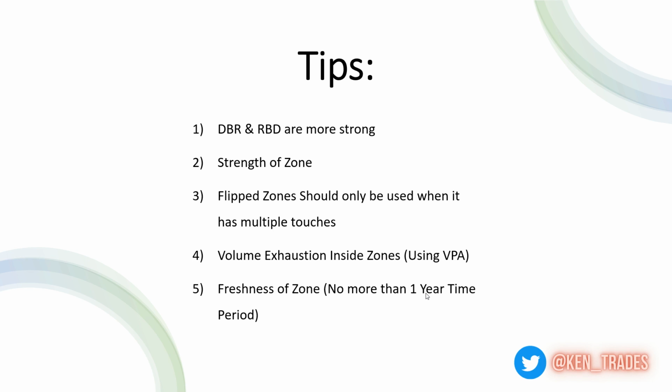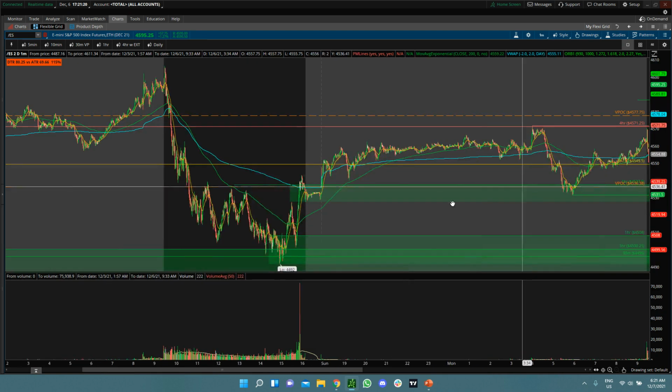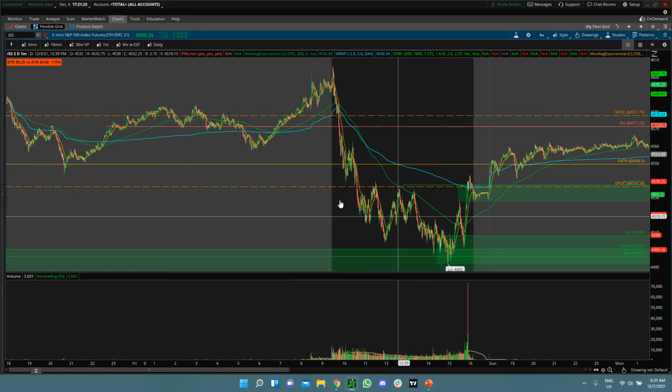So the fresher the zone, the higher the probability of price bouncing from it, because it's fresh. Your buy orders are still there. Make sense? If it's something from a while ago, maybe like 5 or 6 months ago, it wouldn't make sense for the bank to park their limit buy orders over there. So this is why freshness of zone is very important. Take the freshest zone. If it was created over here, this zone was formed a while ago.